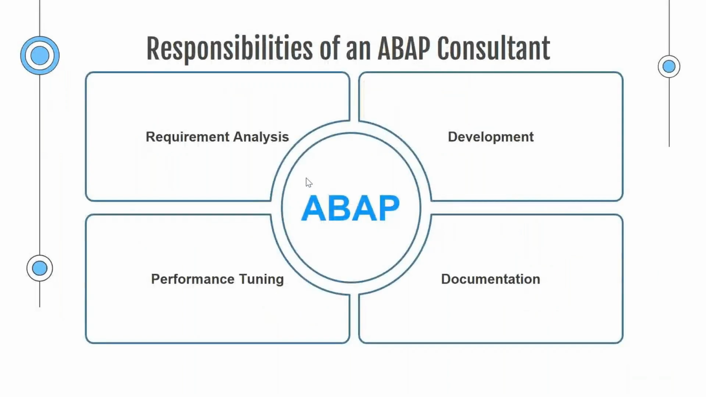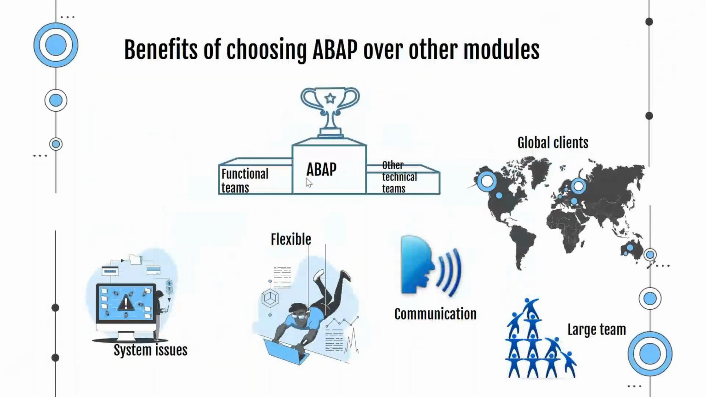Then, what exactly are my responsibilities as an ABAP consultant? In general, I've divided these things into four categories. First is the requirement analysis. In the slide on the benefits of choosing ABAP, I gave you a brief teaser on why ABAP is better. I told you that your functional team will mostly connect with your clients, correct? So it is the responsibility of the functional team to get you the requirement.